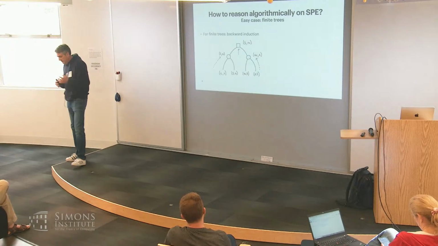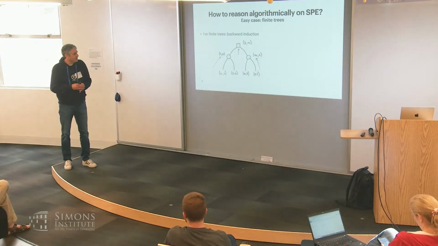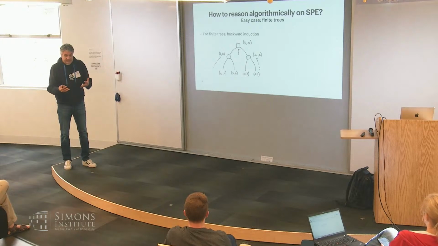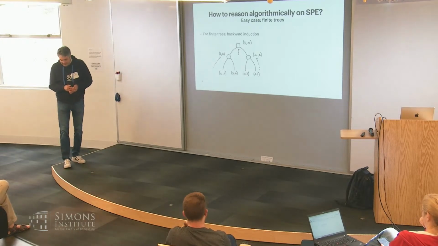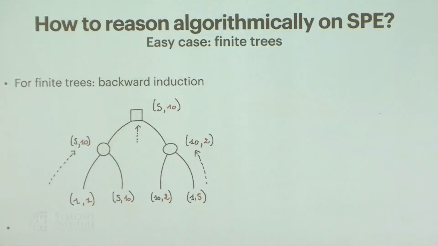If you look at the literature, this notion of SPE was proposed in the 70s, or maybe even the 60s, by Kuhn, exactly for the reason I mentioned: to avoid those strange Nash equilibria that are not really intuitive on sequential games. This notion of SPE was first defined on finite trees, and for finite trees we have very elegant algorithms based on backward induction.